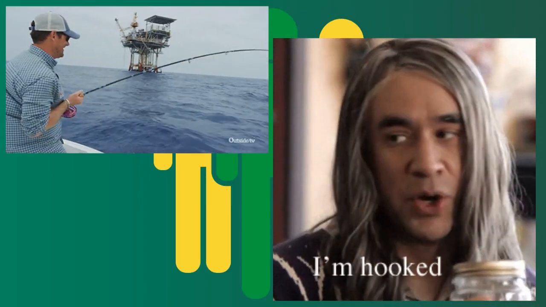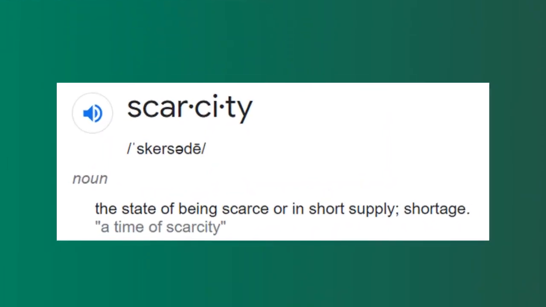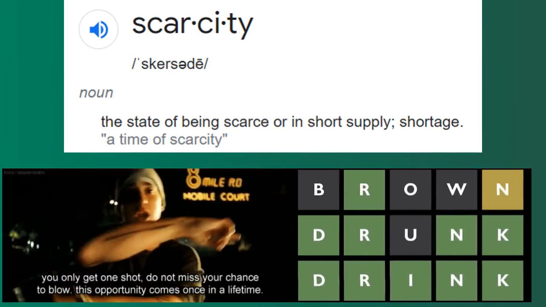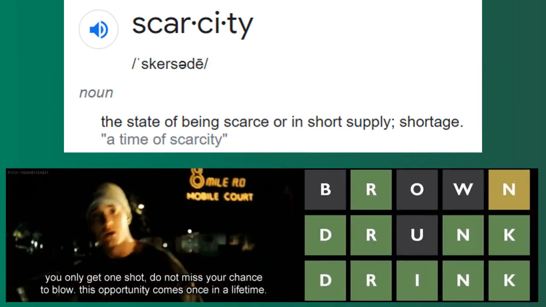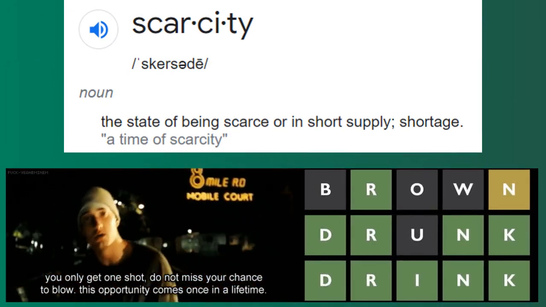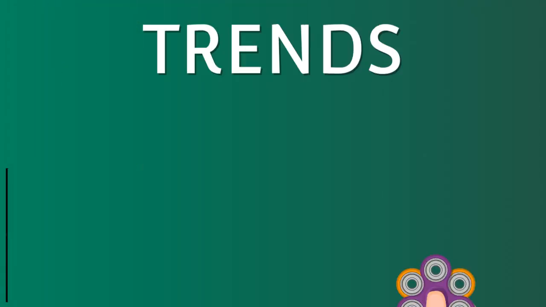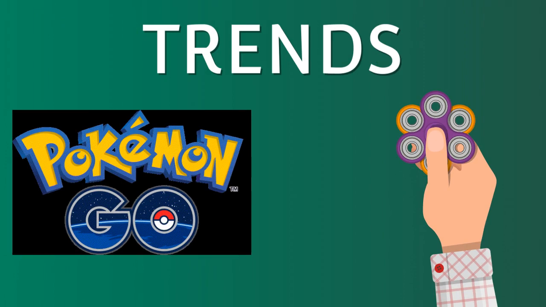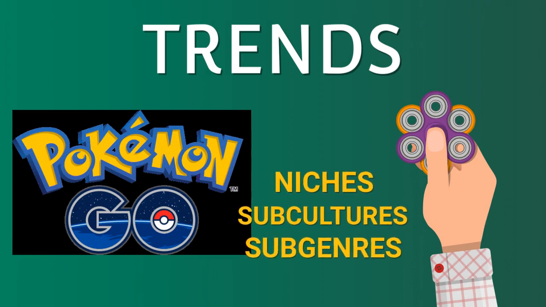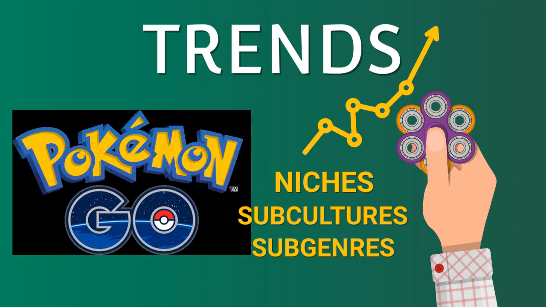What has many people hooked on Wordle is its scarcity. The game only has a single daily solution, with all players attempting to guess the same word, which does a great job in building up hype and anticipation for the next daily word. And much like many great trends, niches, subcultures, and subgenres are very quick to emerge and follow suit.